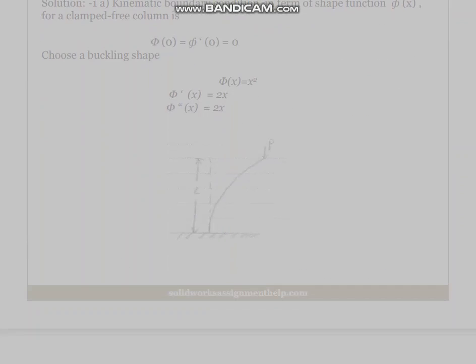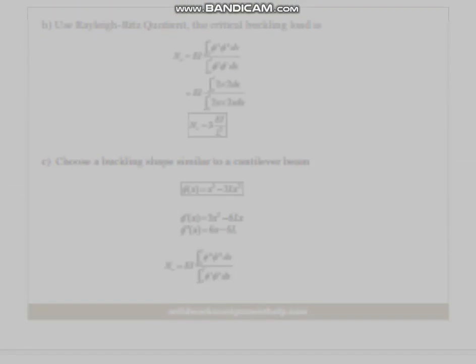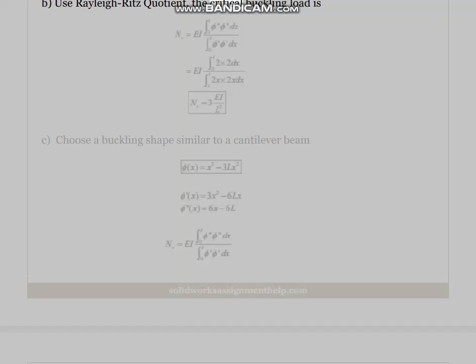Solution 1a. The kinematic boundary condition in terms of the shape function for a clamped-free column is w(0) equals 0 and w'(0) equals 0. Choose a buckling shape, w(x) equals x squared. B. Use the Rayleigh-Ritz quotient. The critical buckling load is.